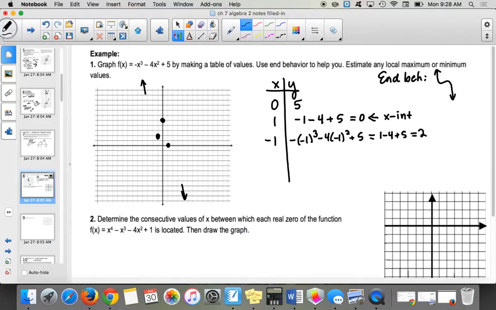So if you aren't sure what's happening, you can plug in a few more points. You can plug in some things over here. Let's say I plug in -2 or -3. So how about the right side of the room, you plug in -2 and tell me what you get. And the left side of the room, you plug in -3. Anybody have their answers?